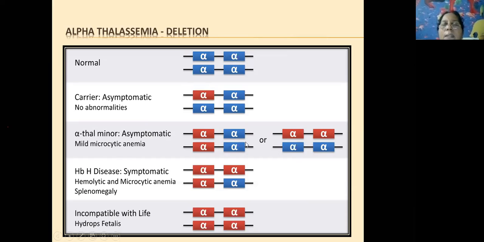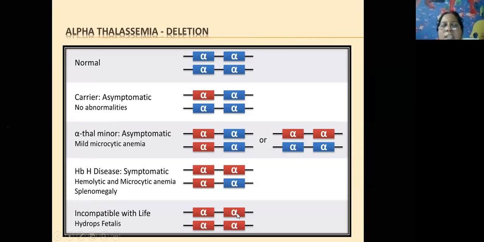And again, this is important. If the spouse is also involved, it's a danger. HbH disease is symptomatic. 3 genes are deleted, so only 1 gene is present. The patient will have a hemolytic and microcytic anemia, and splenomegaly may be present.